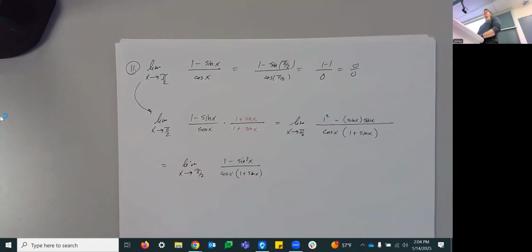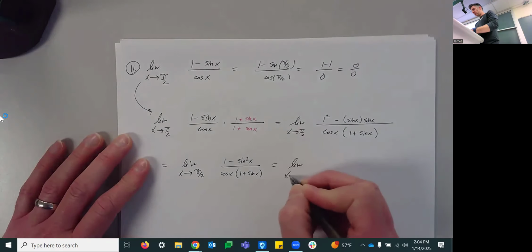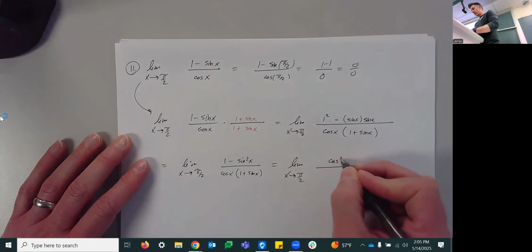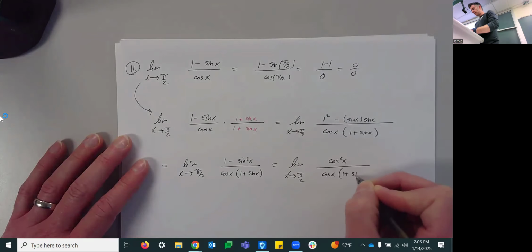And since we haven't canceled anything yet, it doesn't really make sense to try plugging in again, right? You typically don't want to try plugging in what x is approaching until you've done something to get rid of some stuff. So this is where we're going to use a trig identity. 1 minus sine squared x is equal to cosine squared x. So we're going to write this as the limit as x approaches pi over 2 of cosine squared x divided by cosine x times 1 plus sine x.